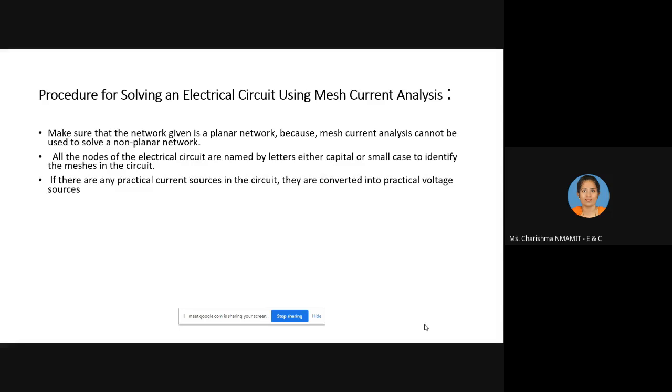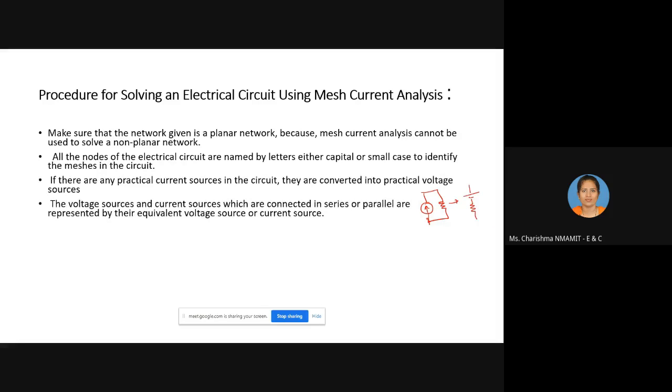If there are any practical current sources in the circuit, they are to be converted into practical voltage sources. Suppose you have a practical current source, what is that? It is nothing but a current source with a parallel resistance. This needs to be converted into a voltage source with a series resistance in order to simplify the analysis. Okay, if you have a practical current source, it needs to be converted into a practical voltage source.